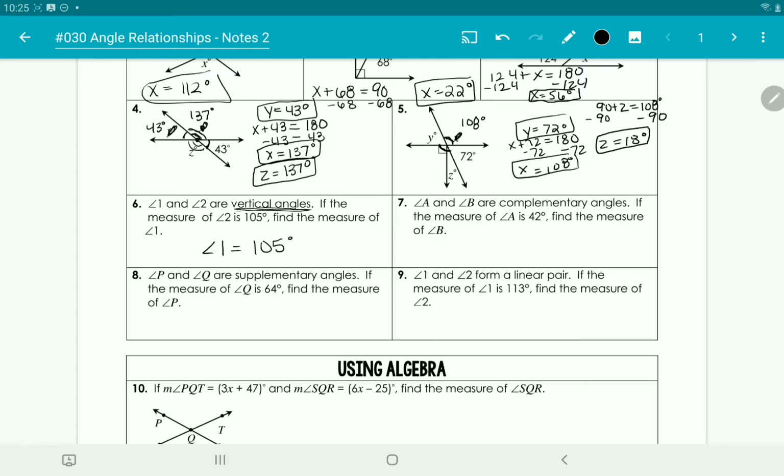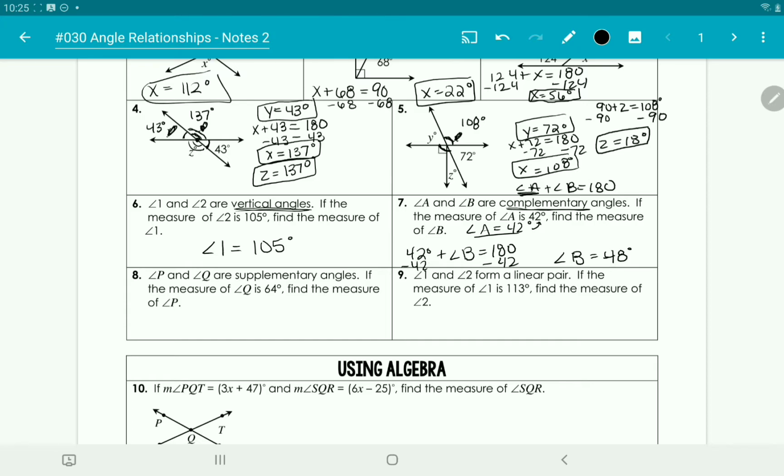Number 7, they're complementary, so they're going to add to 180. So angle A plus angle B equals 180. So we know angle A is 42 degrees. We can go ahead and replace this here with 42 degrees, plus angle B equals 180. So we could subtract that 42 from both sides in order to give us that angle B is 48 degrees. Okay, so they add to 180.